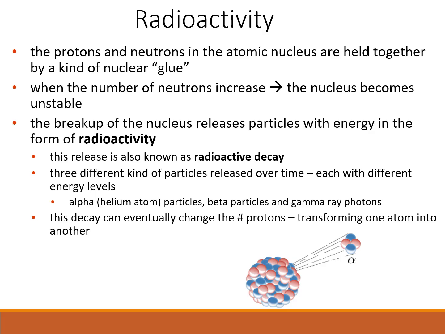There are 3 different kinds of particles that can be released over radioactive decay. Each of them have very distinctive energy levels. There are alpha particles, which is basically a helium atom, beta particles, and what are known as gamma ray photons. Now, more information about this can actually be found on your Canvas shell.